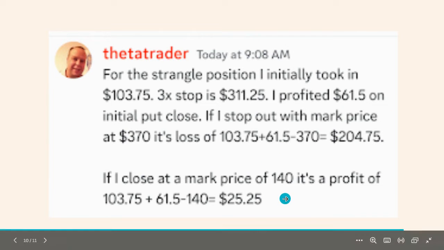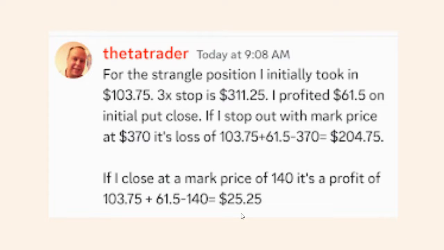And then for the take profit part, if your mark price gets to 140, you would have taken in 103.75 from the initial trade, 61.5 on the untested roll. Subtract the 140 when you close out at the mark of 140, and you would have a net profit of $25, which is close to the 25% that I received in the initial trade.